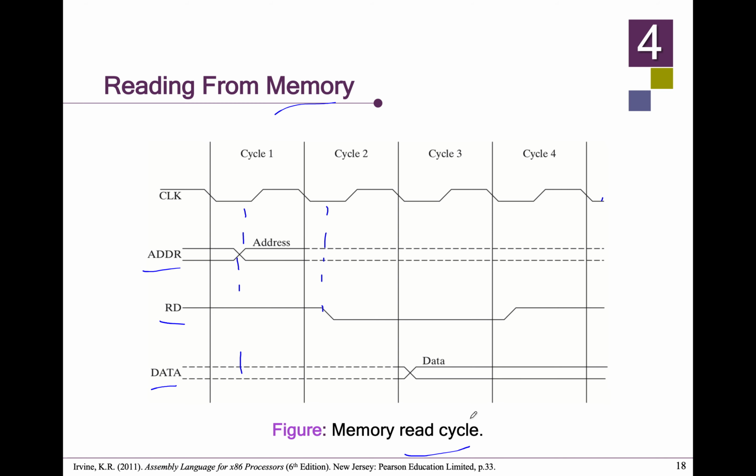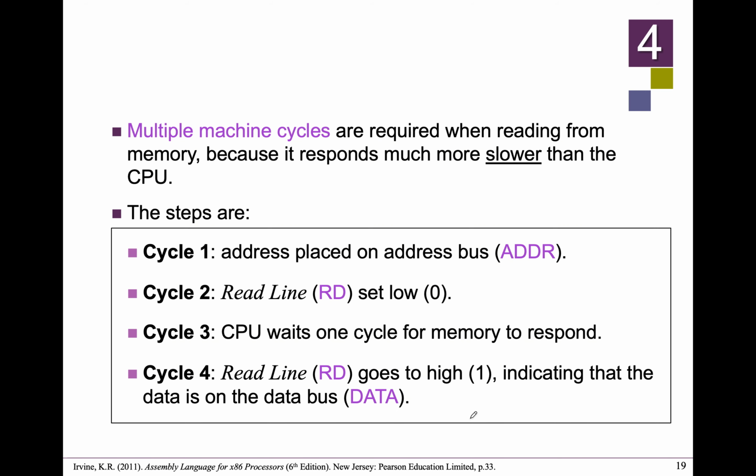It's not going to be fixed, but there will be a step that you're going to see, and the flow of it will be fixed, which is from your cycle 1, cycle 2, 3 and 4. So multiple machine cycles are required when reading from your memory, because memory responds much slower than your CPU when you want to directly read any kind of data, let's say, in your memory.